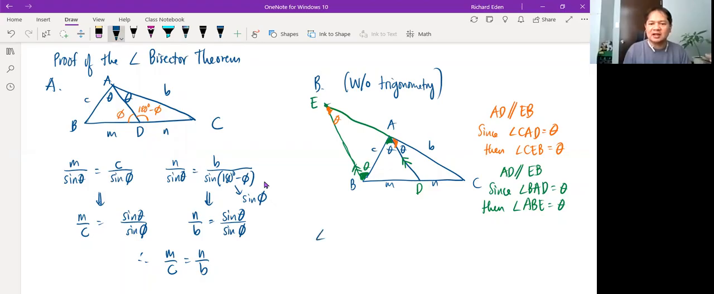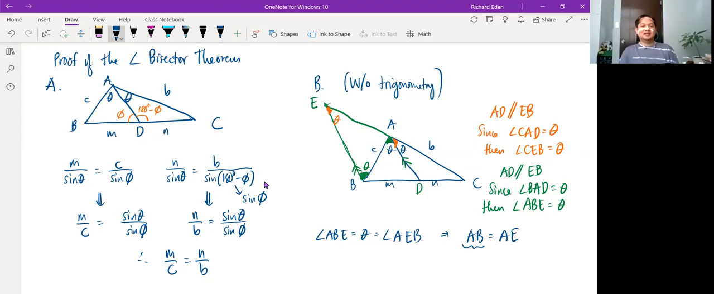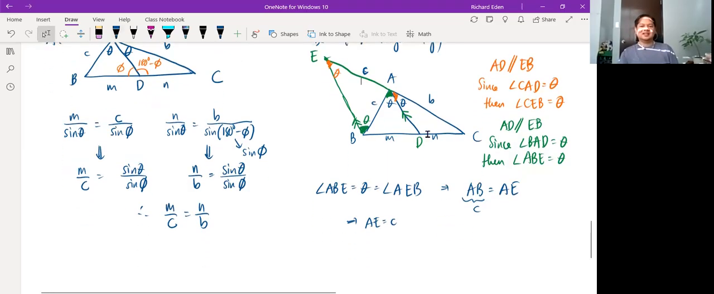So angle ABE equals theta equals angle AEB, which means we have an isosceles triangle. ABE is isosceles. So that means AB equals AE. Wow! You just discovered something. Because AB is equal to C, then that means AE is equal to C, right? C also.